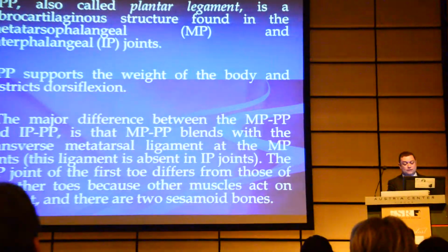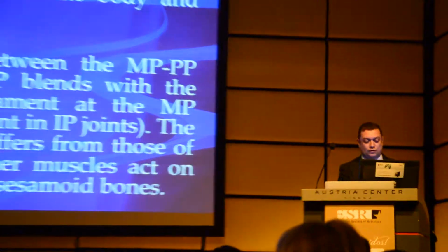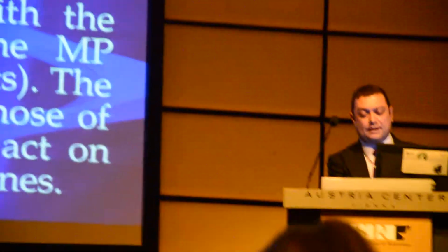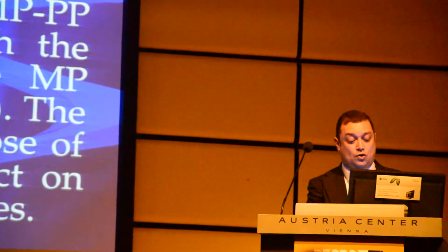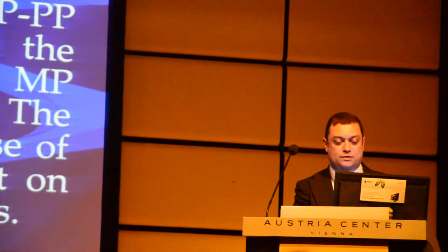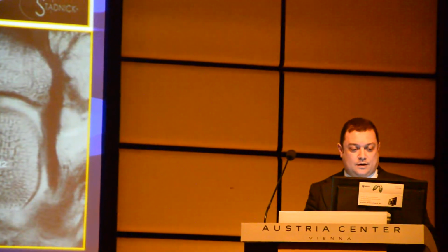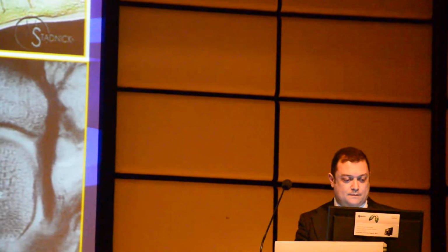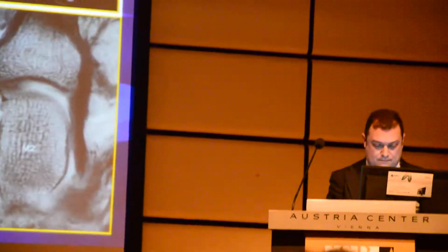The MP joint of the first two differs from those of the other two because other muscles act on the joint and there are two sesamoid bones. Here you can see the plantar plate and the flexor complex. Plantar plate instability is a disease that mainly involves the MP joints and may cause instability and pain.